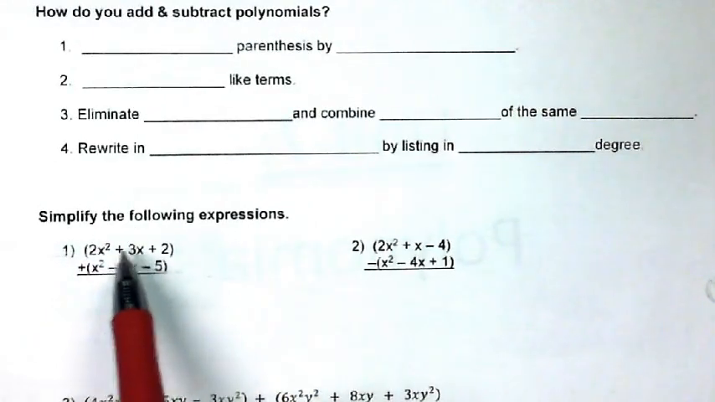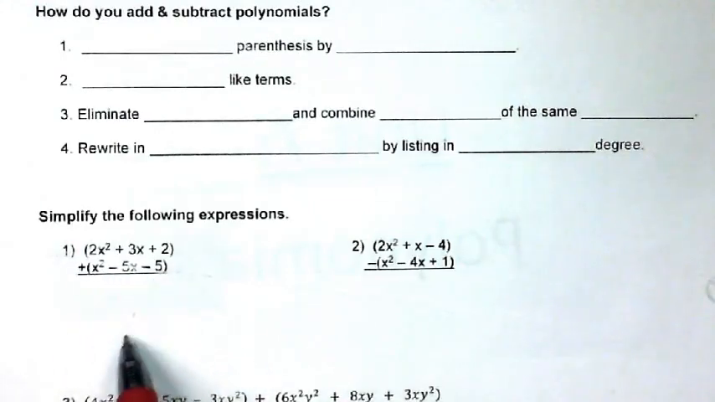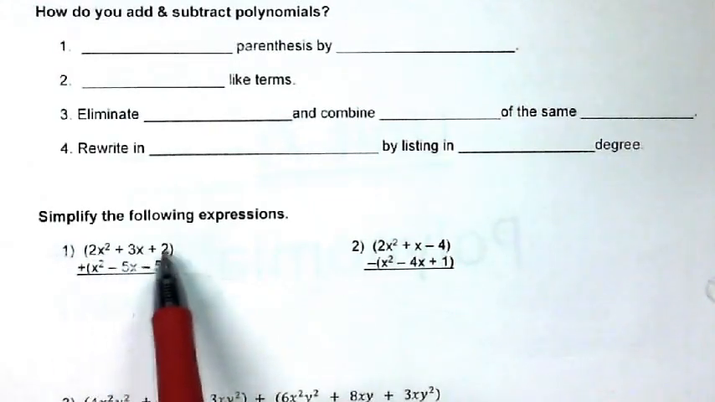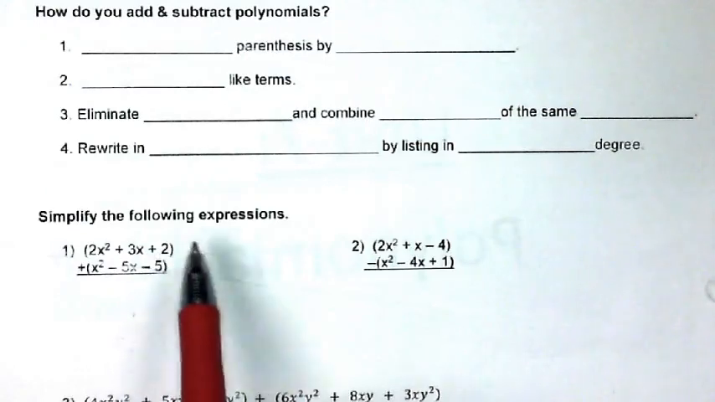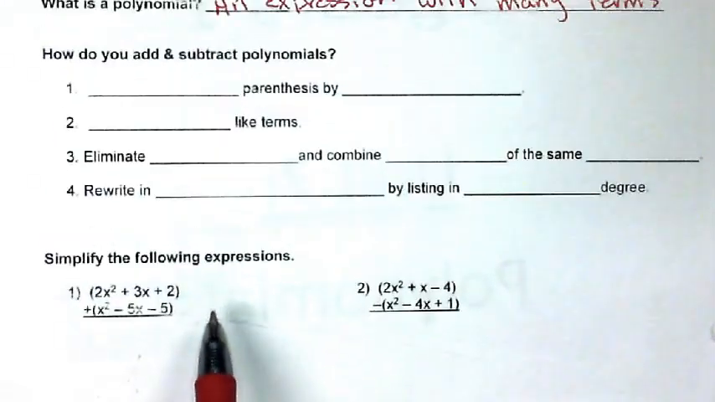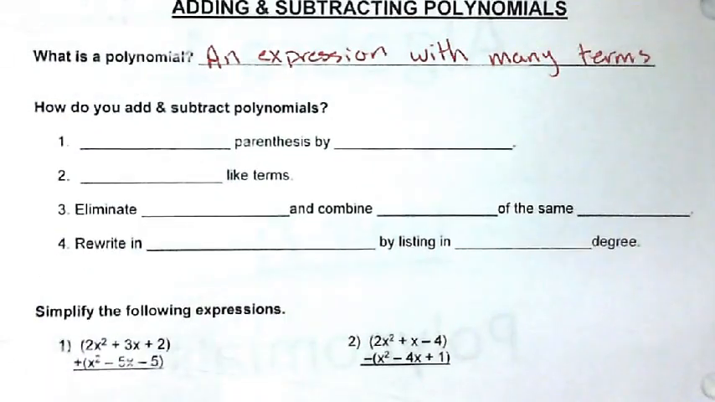There's 3 of them, called a trinomial. 1, 2, 3. There's 3 of them there. They all are different terms because they all have a different variable or no variable with it. Now, we are talking today about adding and subtracting these polynomials.